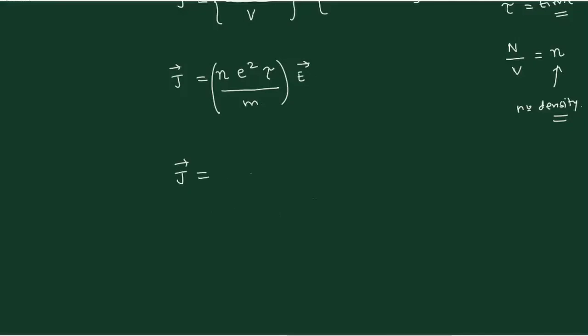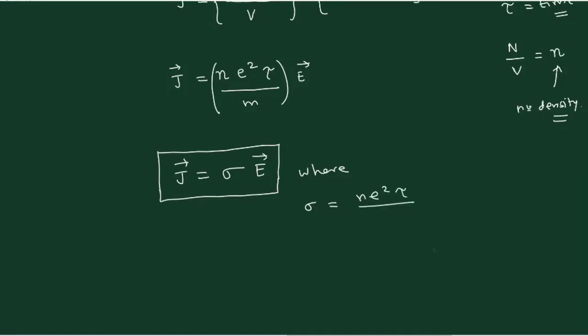So once this particular expression is there, now we can write down J is equal to, all these things being scalars, we write down some sigma here and then write an E here. This looks simple, where sigma is a number which is equal to, so instead of saying n e square tau by m, it is easy to say sigma. So now we will say that sigma is equal to n e square tau by m.